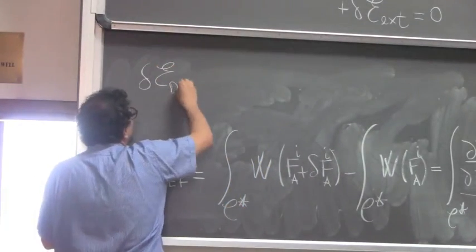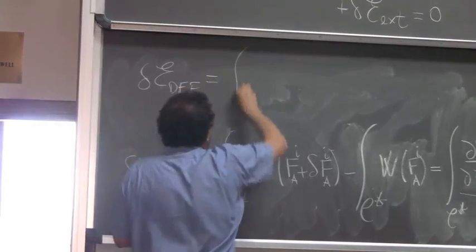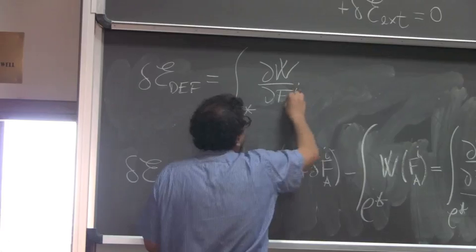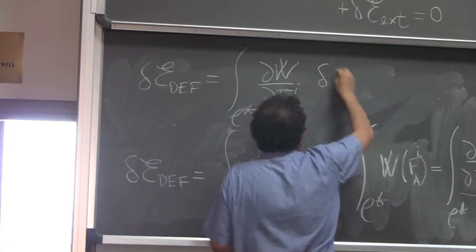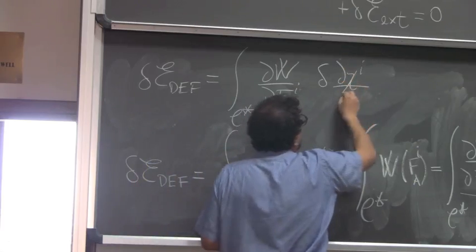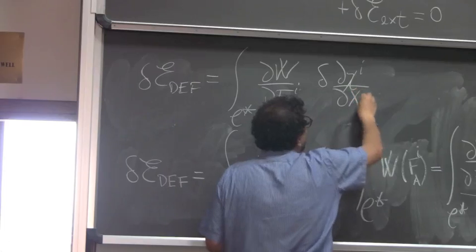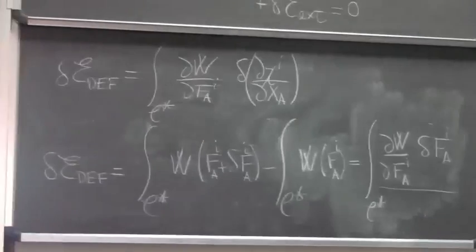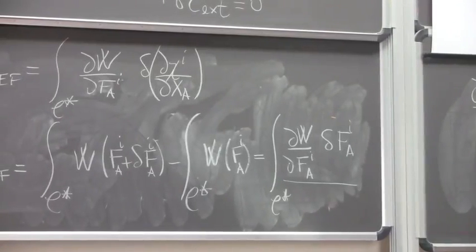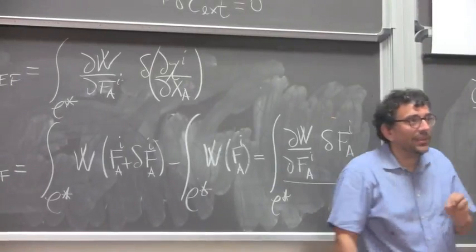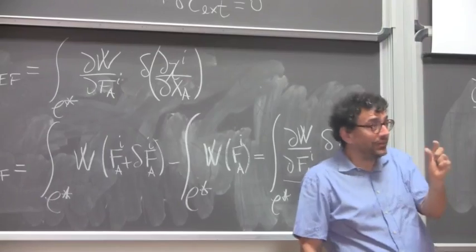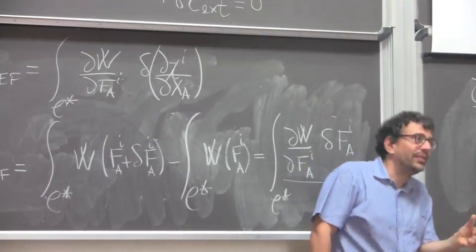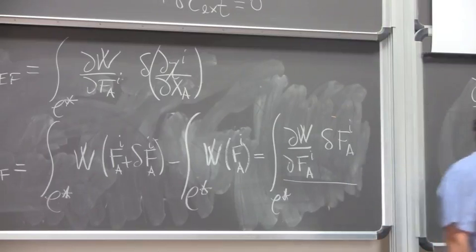Delta epsilon definition equal integral over C star of dW over dF delta. Now, there is a problem. What is the variation of the derivative? We claim that the variation of the derivative is the derivative of the variation. Okay?